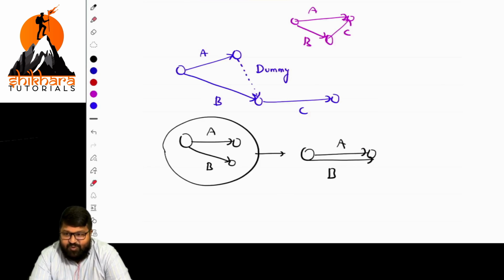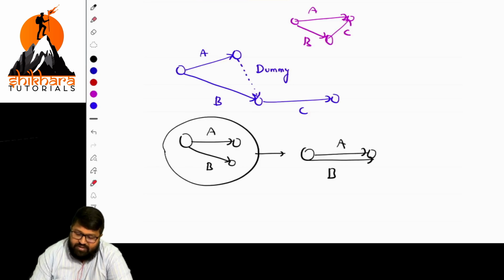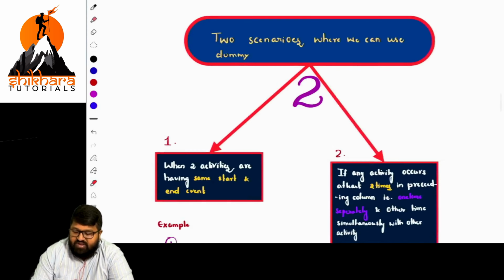It is the first scenario where we use dummy. If it is fine, shall we go with the other part? So let us go with the first part, basically whatever theory is mentioned.